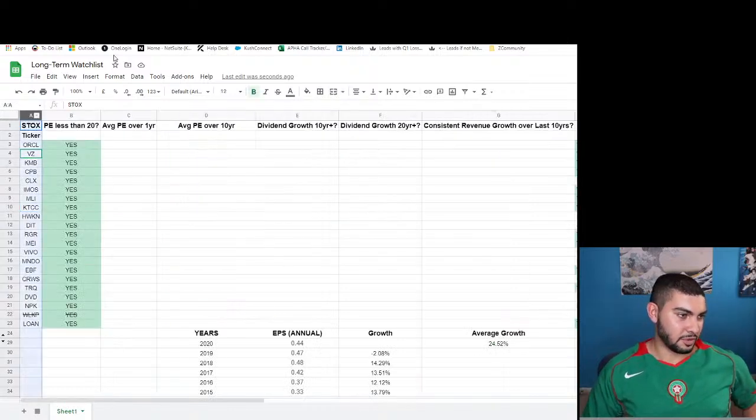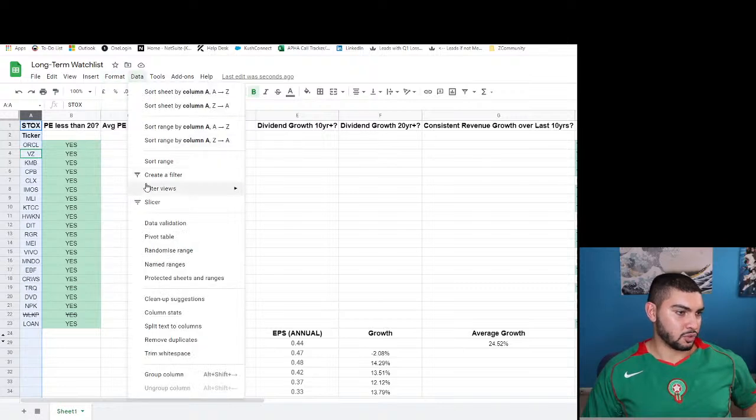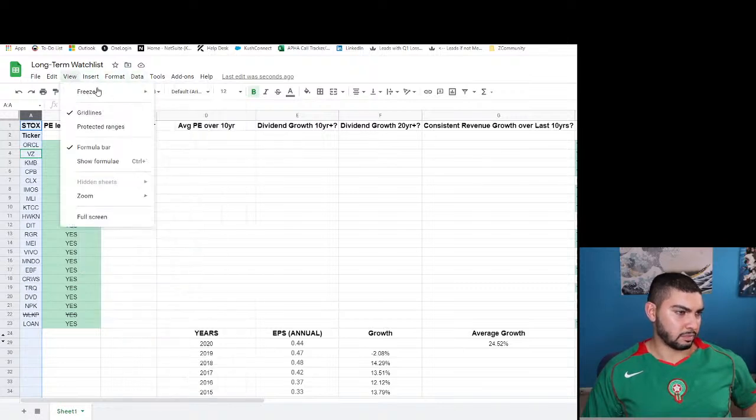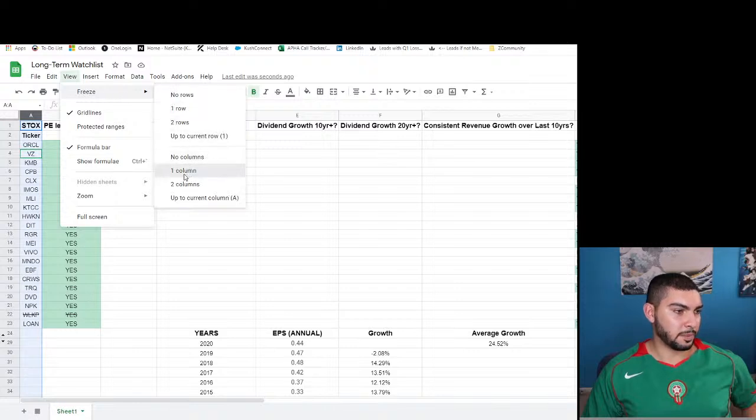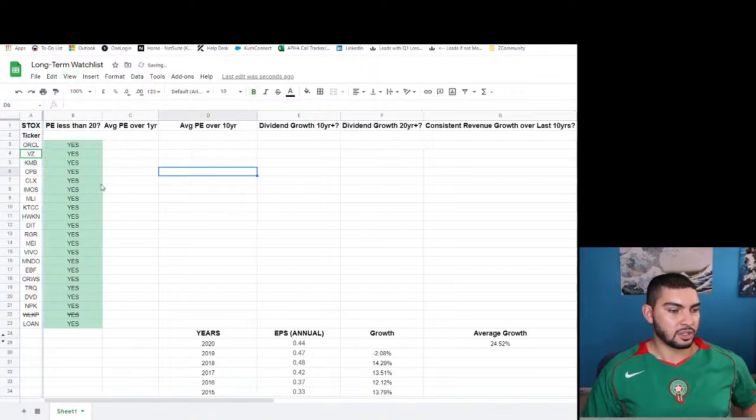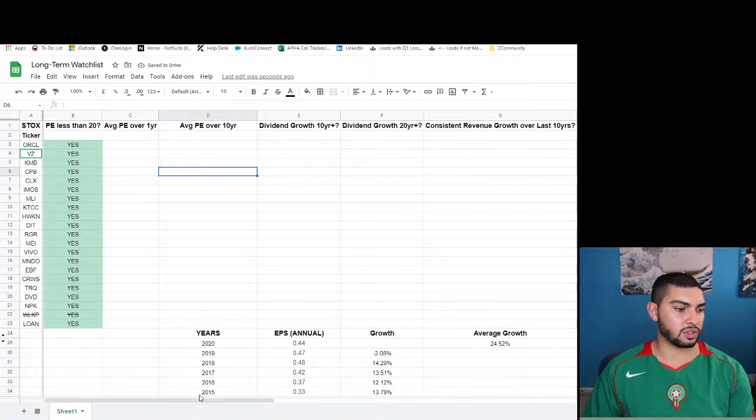And let me freeze this too so that when we scroll down, things are a little bit better. Freeze the entire row or freeze the entire column, my dude. Alright. So now it's actually easier when we try to look into this.